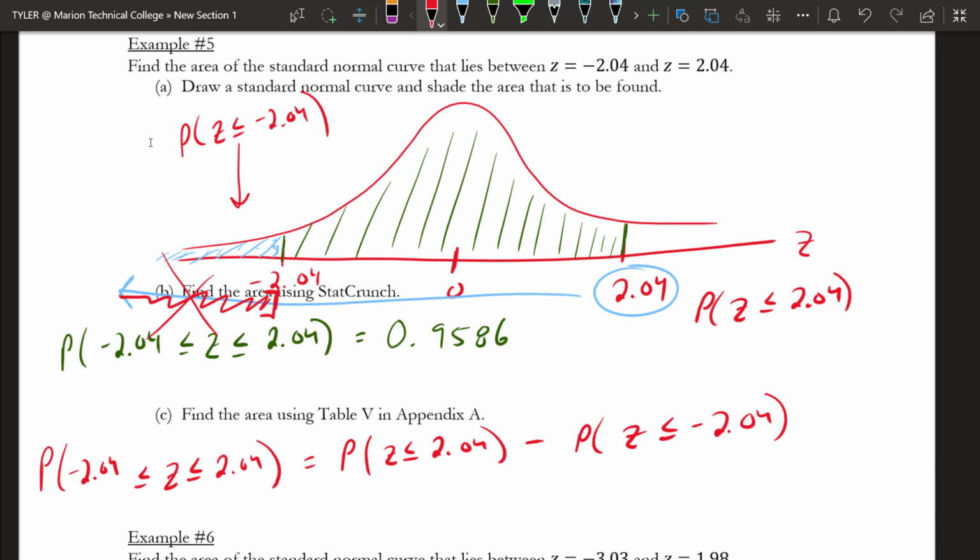So I can look up both of these values in the table, right? I've shown you how to do that a few times, so I think you're probably good to look those up in the table. I'll just go ahead and write them down. This first one would be 0.9793, and the probability that z is less than or equal to negative 2.04 is 0.0207. Subtracting those, we get 0.9586.